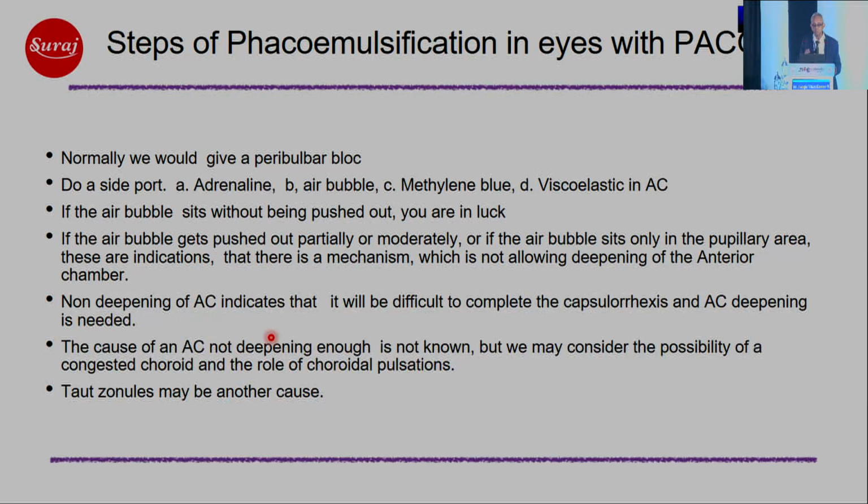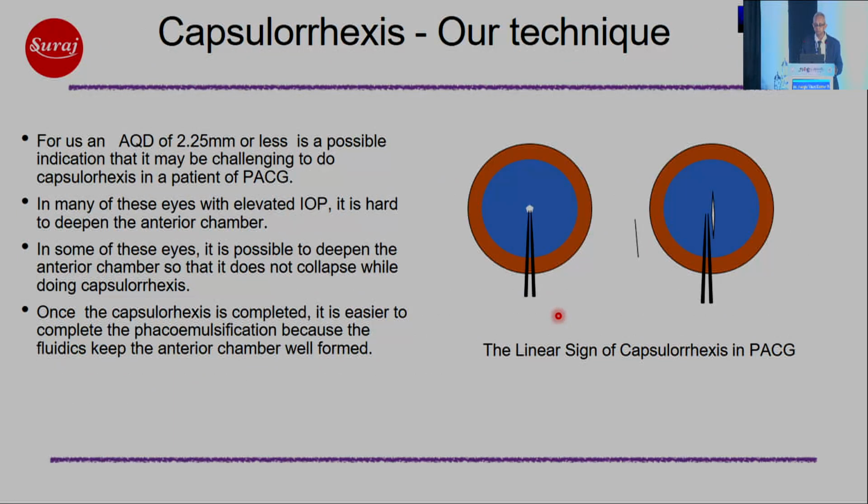If the air bubble gets pushed out partially or moderately, or if the air bubble sits only in the pupillary area, that means it's a small air bubble. These are indications that there is a mechanism which is not going to allow deepening of the anterior chamber. Non-deepening of the anterior chamber indicates that it will be difficult to complete the capsulorhexis, and therefore AC deepening is needed. The cause of an AC not deepening enough is not known, but we may consider the possibility of a congested choroid and the role of choroidal pulsations. Weak zonules may be another cause.